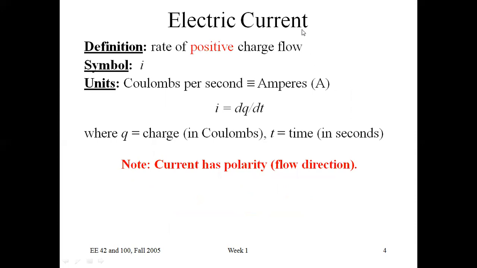The next definition is for electric current. Current is the rate of positive charge flow. The symbol for current is I. The unit is coulombs per second, and we denote it by amperes. So I is equal to the rate of change of charge, that is I equals dq by dt, where q is the charge in coulombs and t is the time in seconds. Now the current has a polarity, meaning the direction of the flow. Depending on the flow direction, it has a polarity.